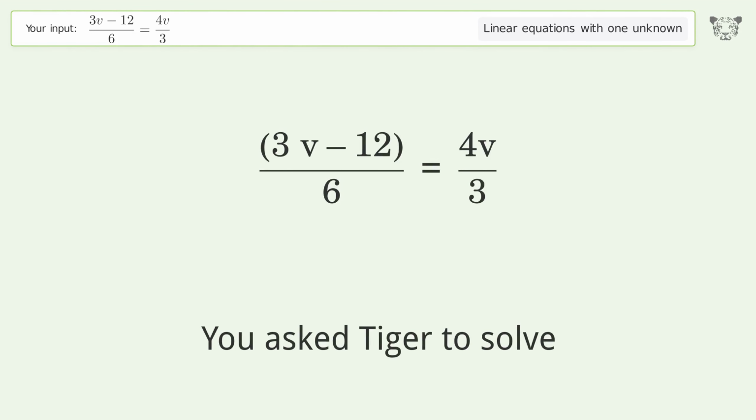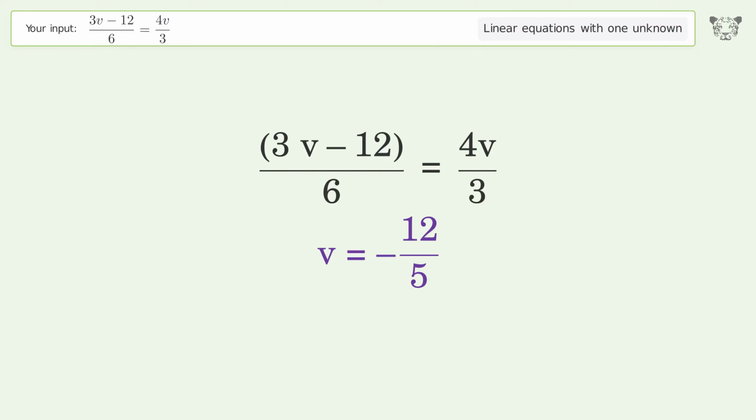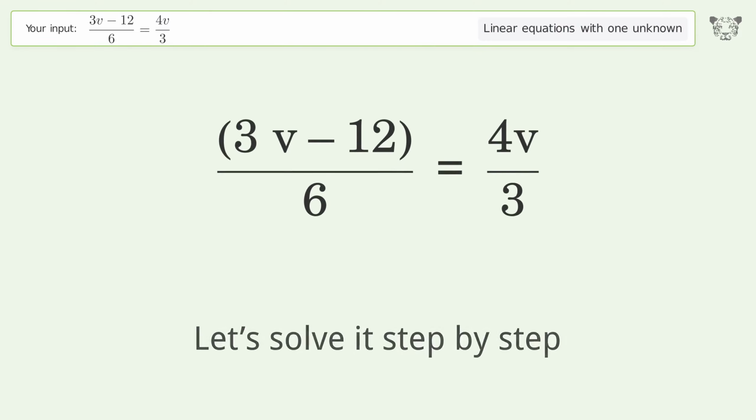You ask Tiger to solve. This deals with linear equations with one unknown. The final result is v equals -12/5. Let's solve it step by step.